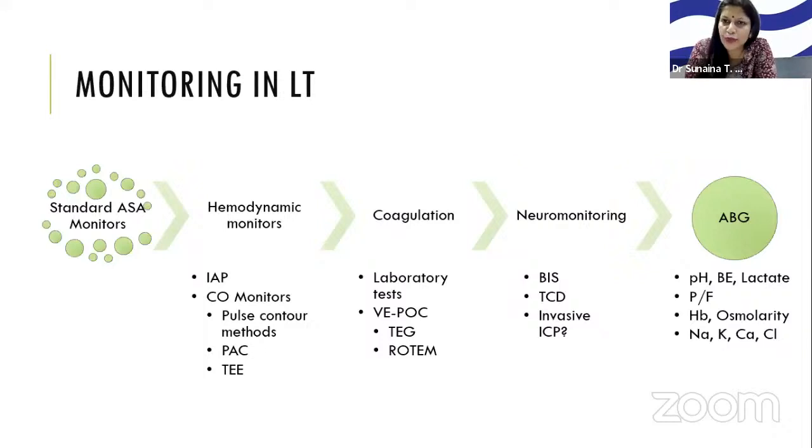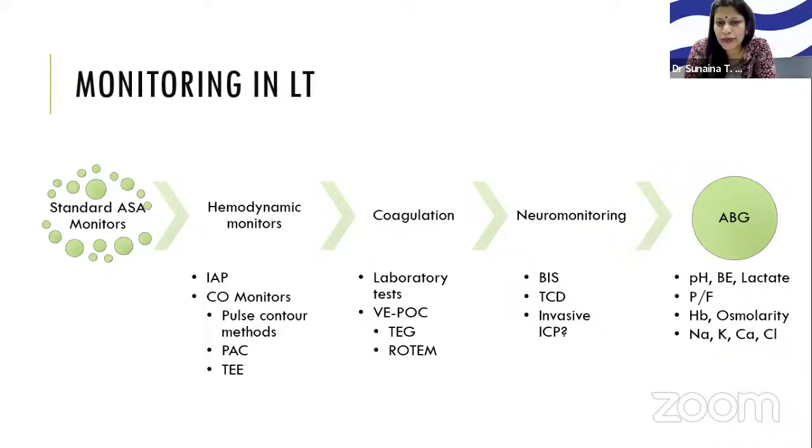And can you name a few pulse contour continuous cardiac output monitors? Yes, ma'am. One of them is third generation FloTrac Vigileo, LiDCO and PiCCO, yes, ma'am. Okay, so fine. And for coagulation, we already said we'll be doing a thromboelastography. Along with that, we'll be sending intermittent lab values of INR and platelet count as well. And if a lot of oozing, we can also ask for fibrinogen.